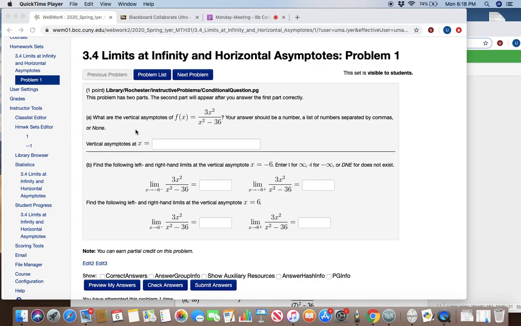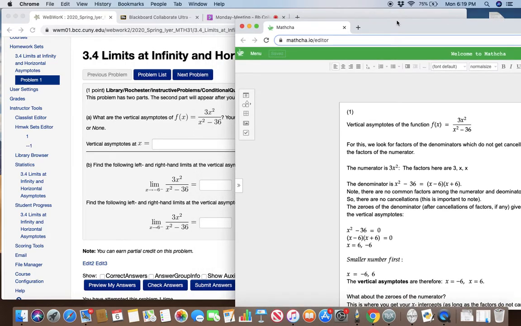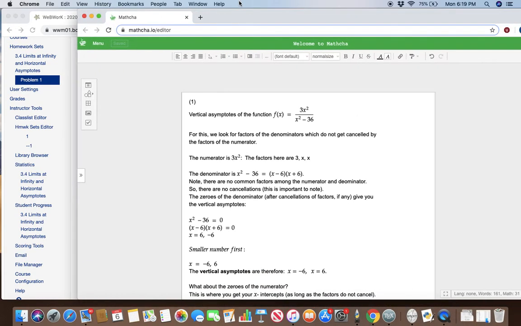Now, what are the vertical asymptotes of this function? Your answer should be a number, a list of numbers separated by commas, or none. So either you'll get one number or several numbers. You have to enter them by using commas. Or if you have no answer, you should be writing none. That's what they want. Vertical asymptotes. So this is my question. f(x) equals 3x squared over x squared minus 36.